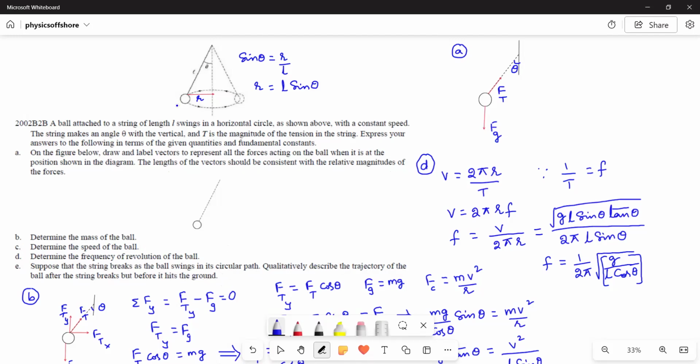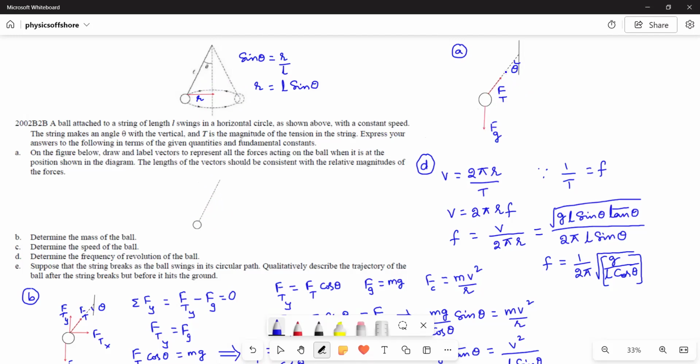This numerical problem is based on uniform circular motion. Here, the ball rotates in a horizontal circle. And then we have to draw the forces acting on the ball here. I have redrawn the figure here because this is a screenshot. I can't draw on this. That is why I have drawn here.